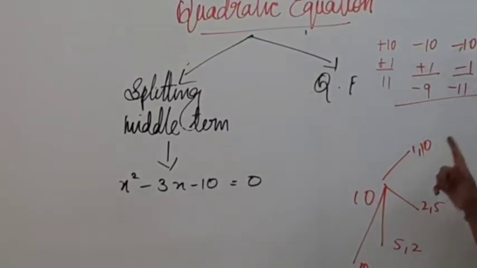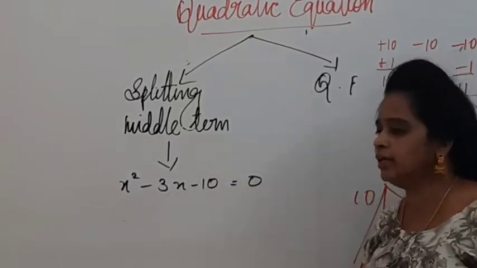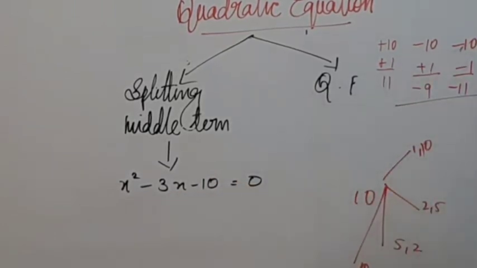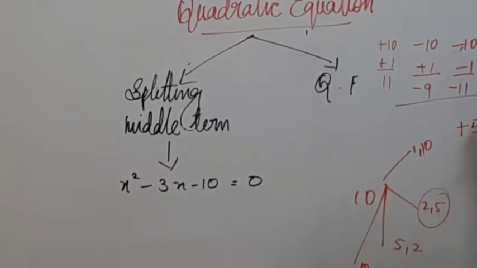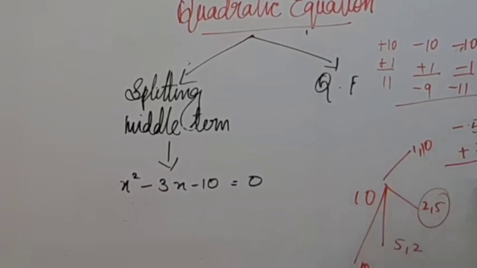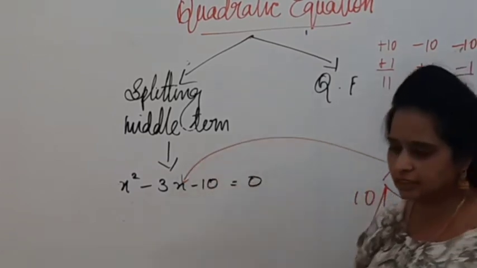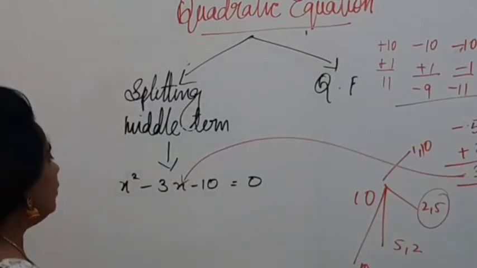It is plus 9, so it's not the middle term b. So I go for the next pair of factors, which I choose: plus 5 and then plus 2. I'm getting 7. So I put minus 5 plus 2. I get minus 3, which is my middle term here, minus 3x, where minus 3 is the b here.